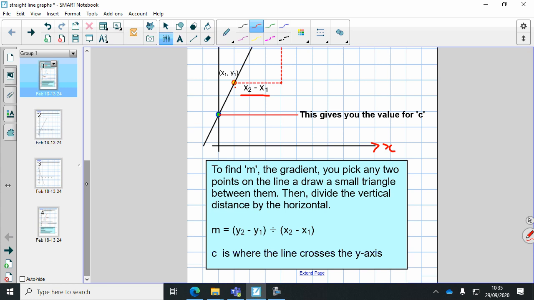And then the c, the y-intercept, is given here. This is where it crosses the y-axis. You just need to read off whatever number that may be. Okay, let's look at a couple of examples.